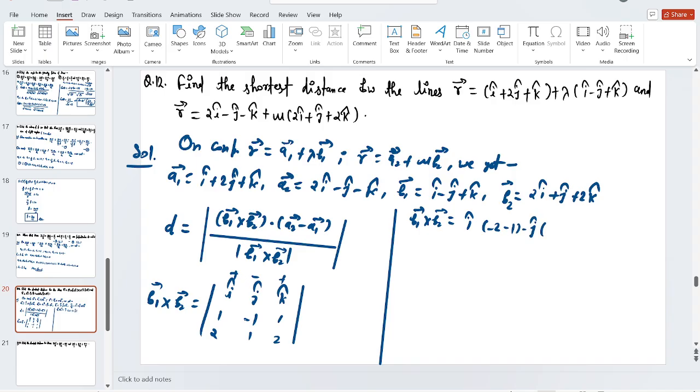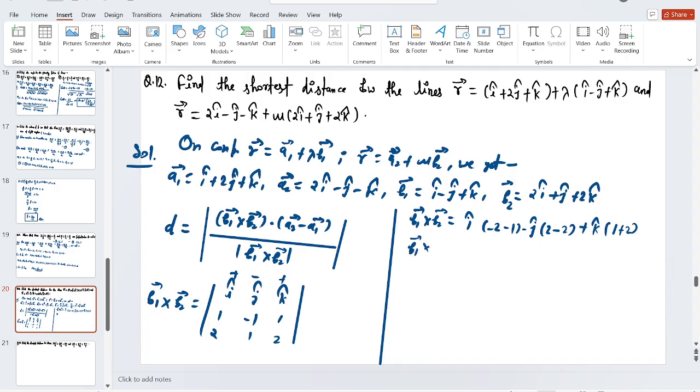Taking the first row and removing the second column, you get 2 into 1 and 2 into 1, which is 2 minus 2. And for k cap, removing the third column and first row, you get 1 into 1, 2 into minus of minus 1, which becomes plus 2.